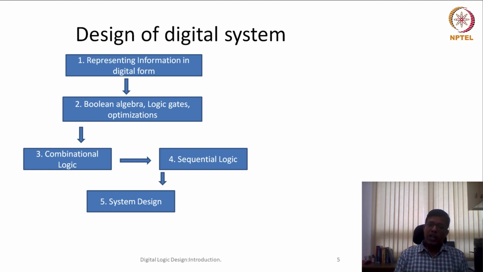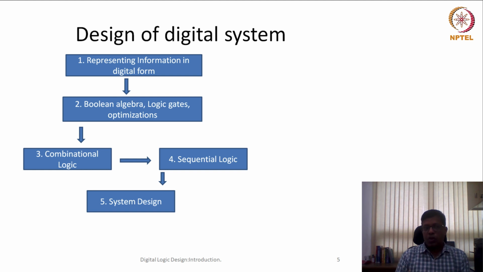So module 5 would essentially be a number of case studies, a number of examples, so that we can design a somewhat complex system using both combinational logic as well as sequential logic. All the components which we have learned from module 1 to module 4, we'll use to try to design a full system. Whenever we are talking about design, it is more at a conceptual level.